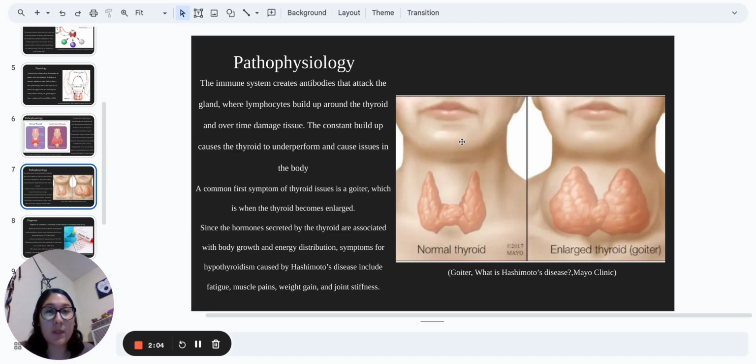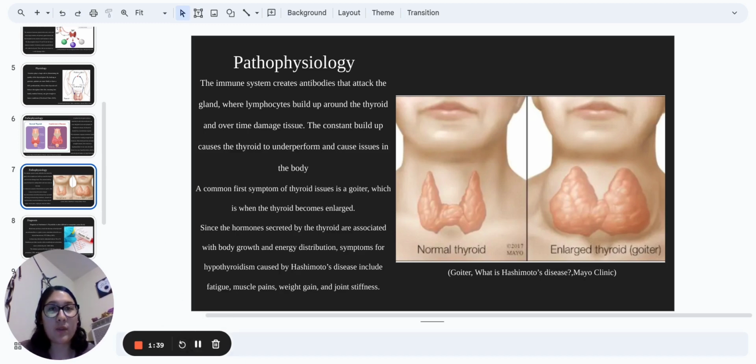A common first symptom is this goiter, excuse me. You can clearly tell that it's inflamed, but usually this wouldn't hurt. It would just make the neck look swollen. So symptoms of this disease can progress very slowly, and this is usually one of the telltale signs that Hashimoto's disease is within the body.